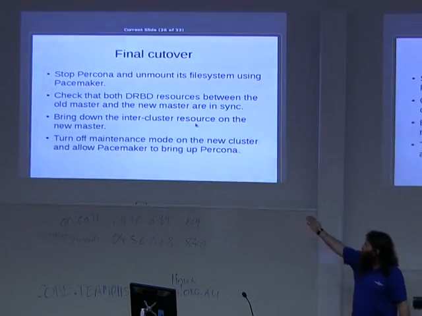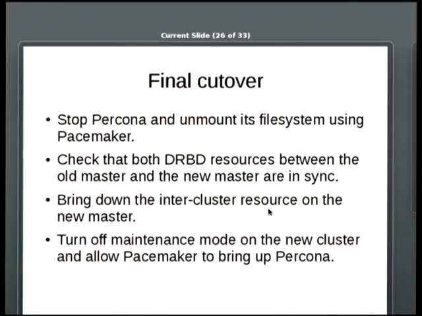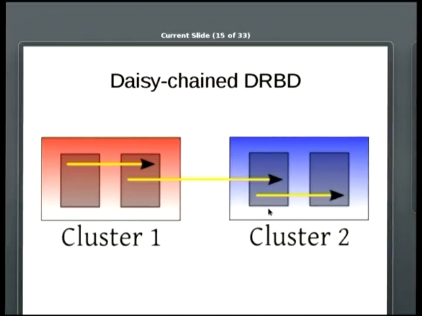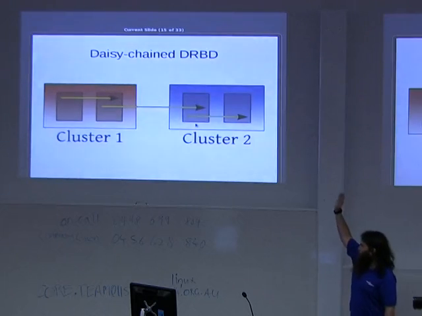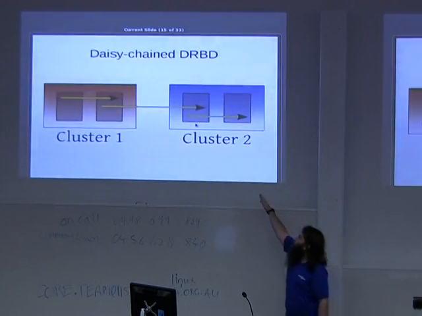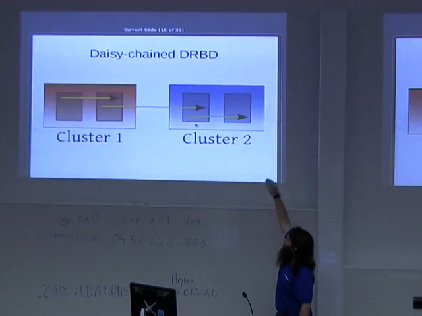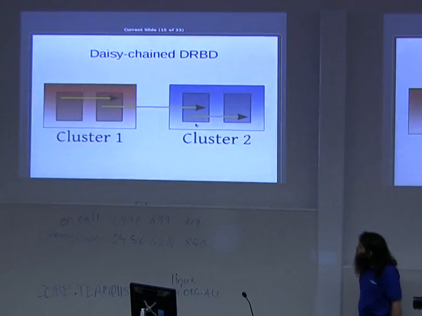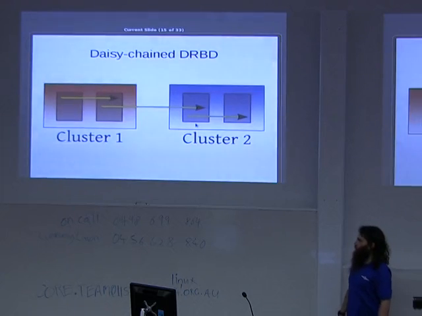So you bring down the inter-cluster resource on the new master. To go back to where I had the nice diagram, in order to be able to start Percona on cluster 2, you need to not have that DRBD link on top of it. You don't need to stop it on cluster 1 because cluster 1 is just going to realize the connection is gone and wait for it to come back, and it'll never come back, but we don't care once we've moved to cluster 2.